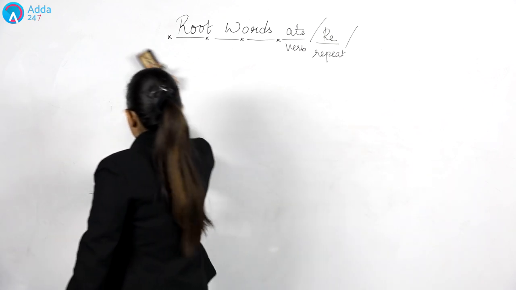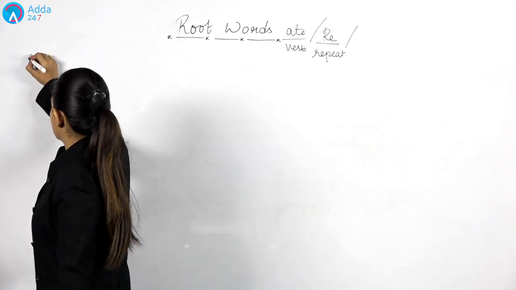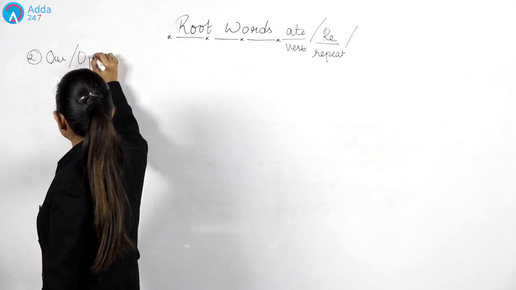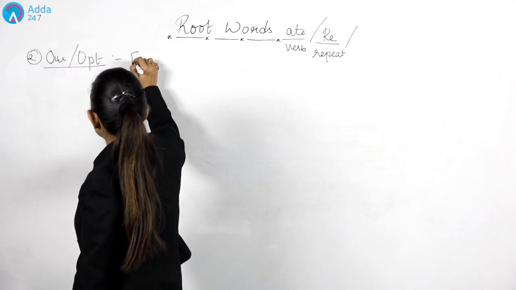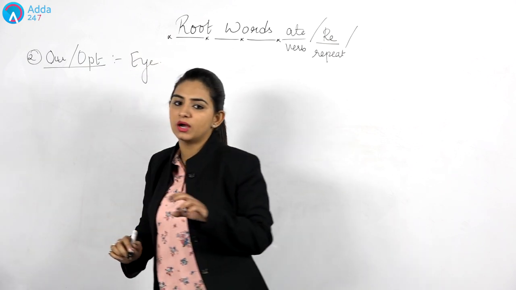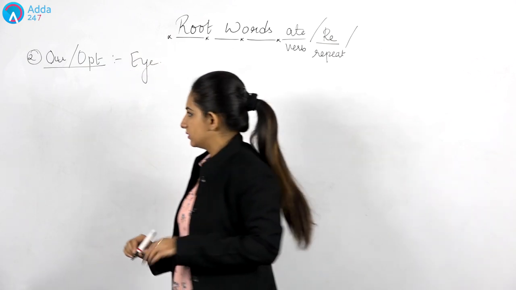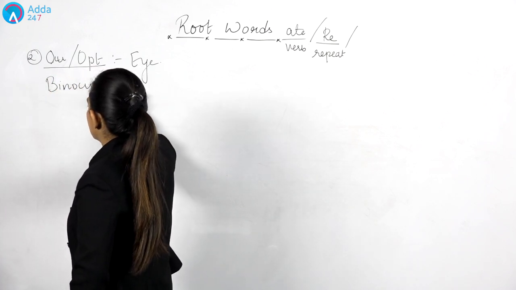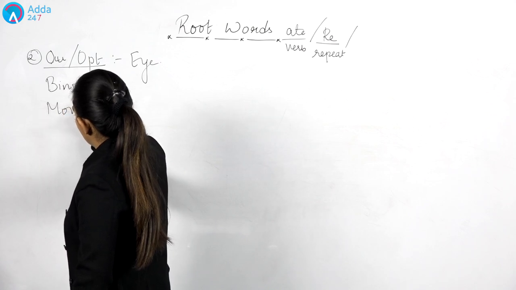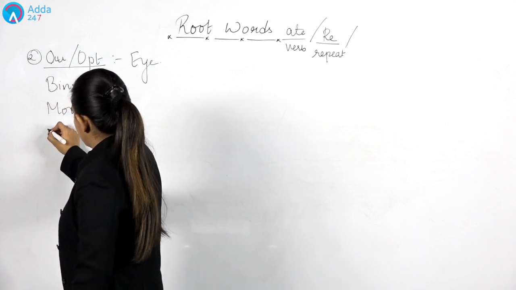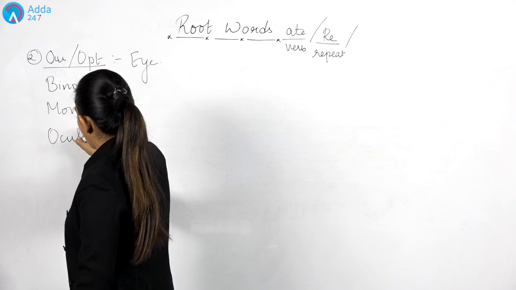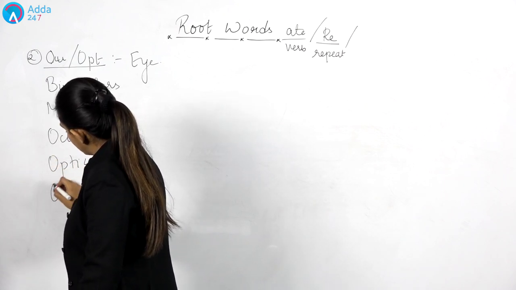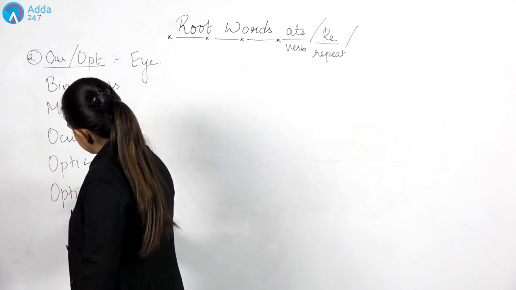Now, moving further, we have the second word, and that is OCU or OPT. Both of them define something related to the eye, or sight, right? For example, we have the word binoculars, monocular, oculist, we have optic, then we have optician.